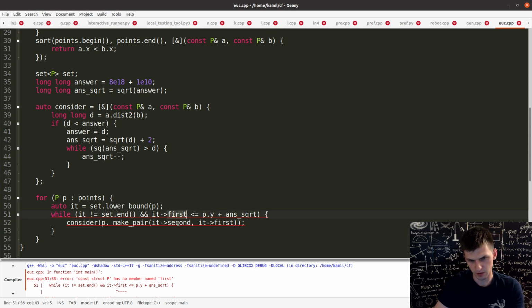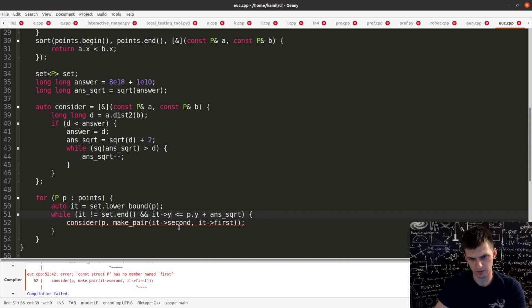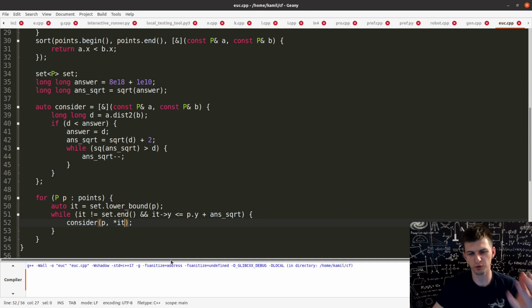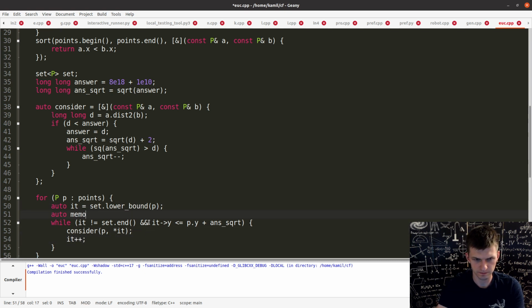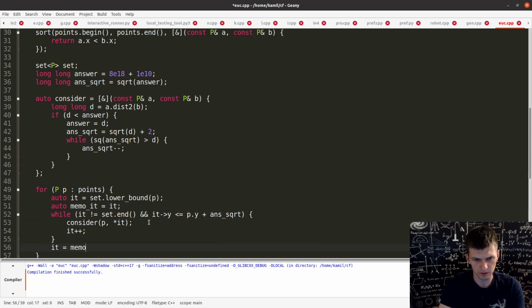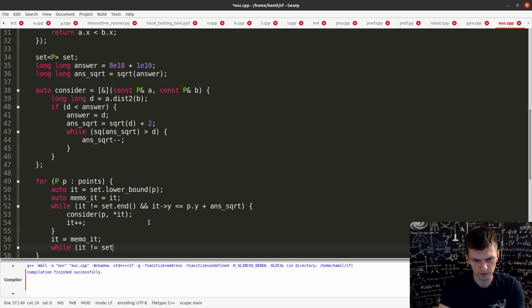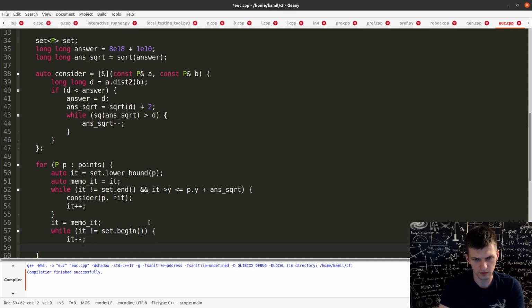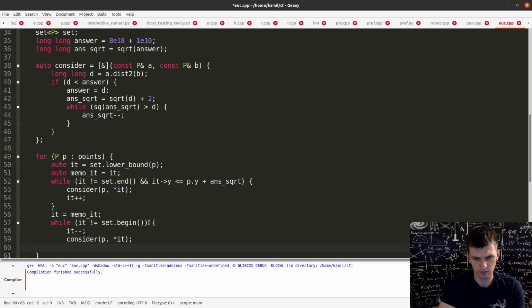First x. Oh, it's just it. It's not that y is first there, I'm just using a comparator. Okay, we do this and then it plus plus. Then move it back here. While it's not the begin. Consider, and if it's smaller than this, break.